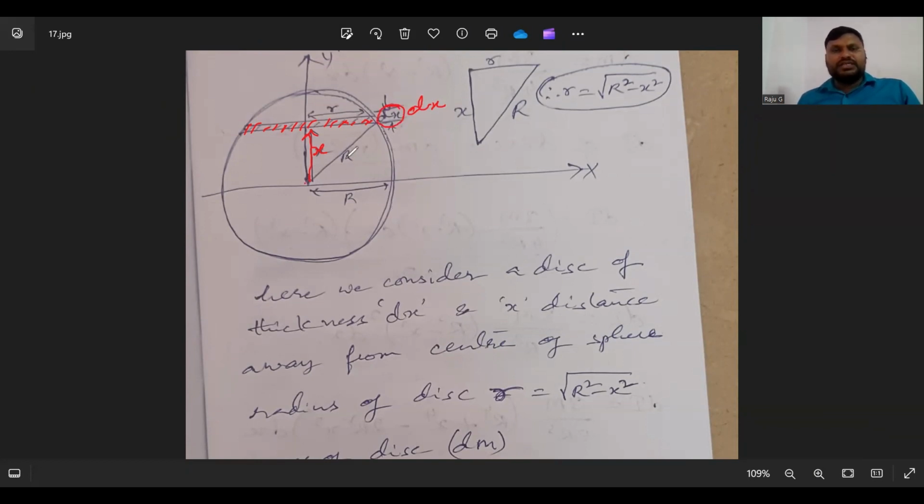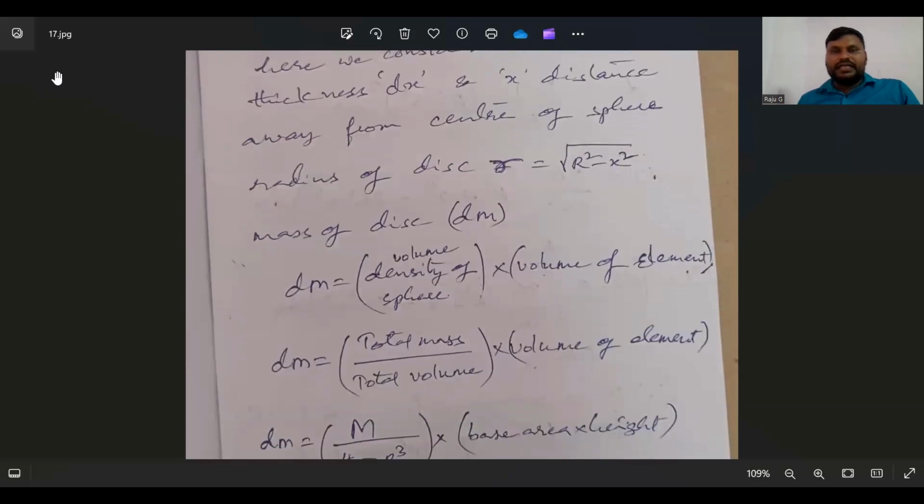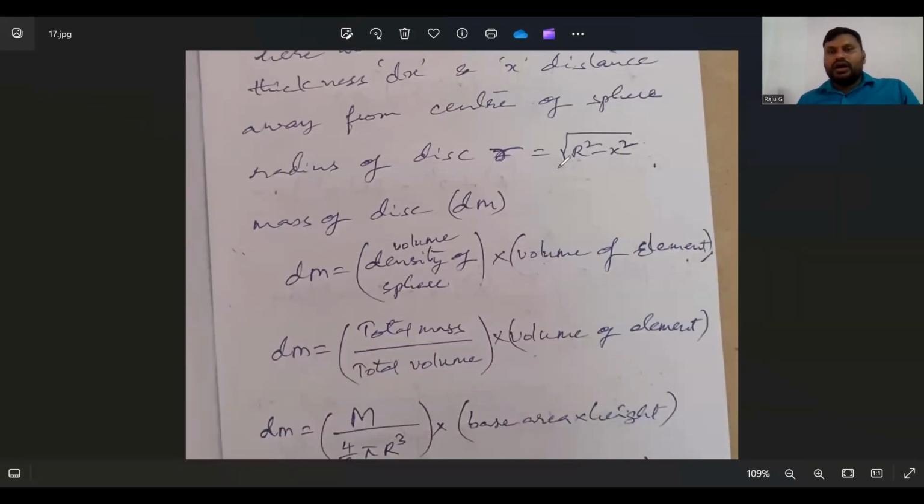And the radius of the sphere is R, and its mass is m, we know. And the radius of the disk is small r. From this right-angled triangle, if we take out this strip, we can find r is equal to root over R square minus x square from the Pythagoras theorem. So the radius of the disk is r equal to root over R square minus x square, where capital R is the radius of the sphere. Now, mass of the disk is, let us say, dm.